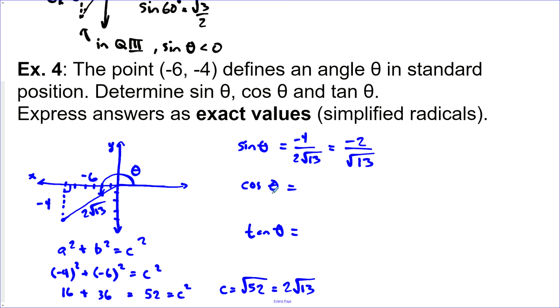Let's do cos theta, which would be the adjacent over the hypotenuse, and that can also be simplified to -3 over root 13. And tan is opposite over adjacent, so it simplifies to 2 over 3. And you can see what's going on here. Sine is negative because this angle is in quadrant 3. Cos is also the same deal. And tan is positive because it's positive in quadrant 3.